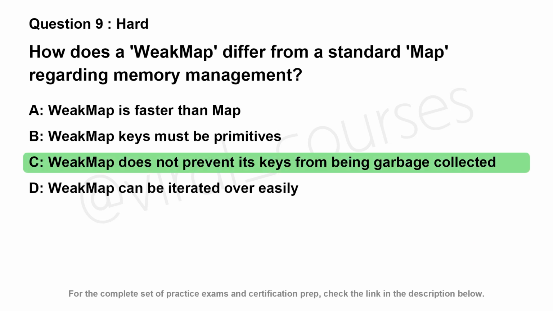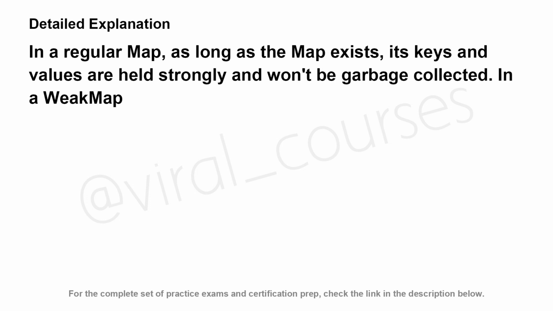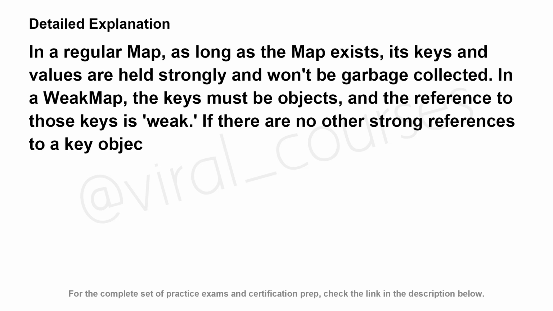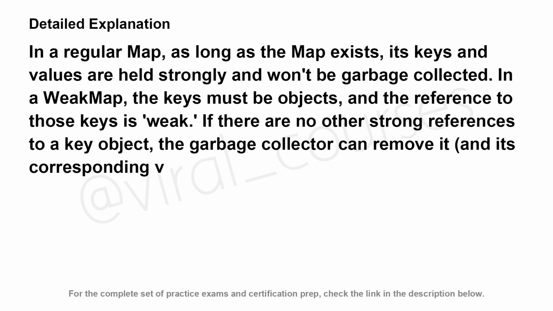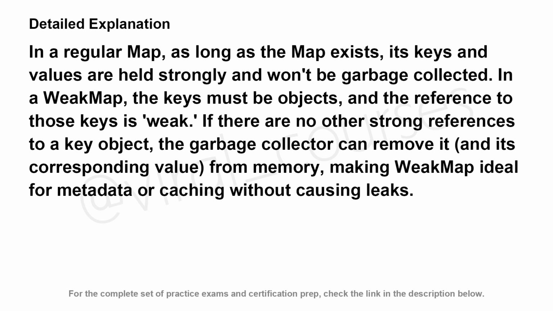The correct answer is C. In a regular map, as long as the map exists, its keys and values are held strongly and won't be garbage collected. In a weak map, the keys must be objects, and the reference to those keys is weak. If there are no other strong references to a key object, the garbage collector can remove it, and its corresponding value, from memory, making weak map ideal for metadata or caching without causing leaks.